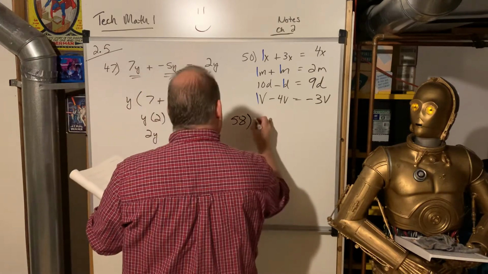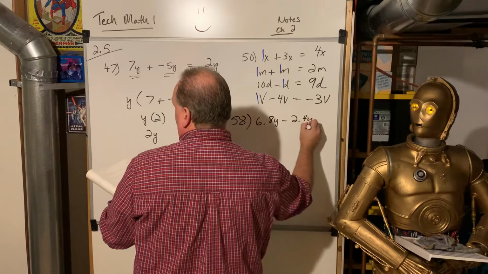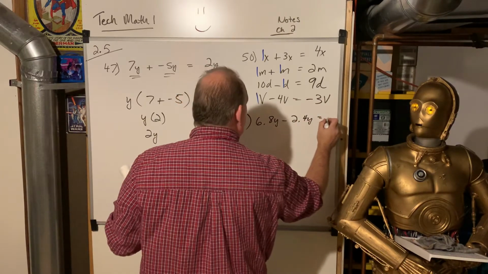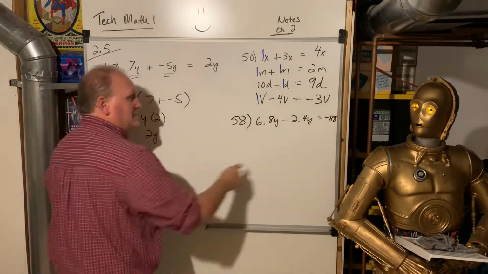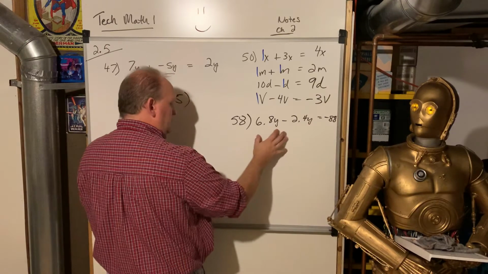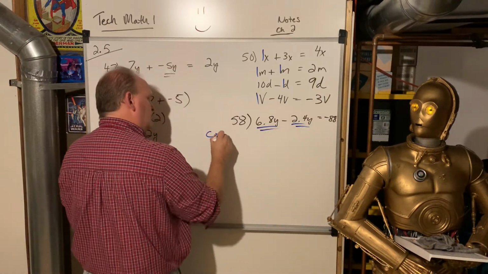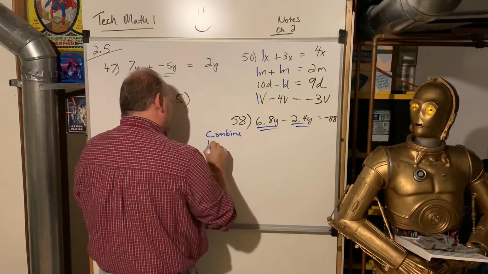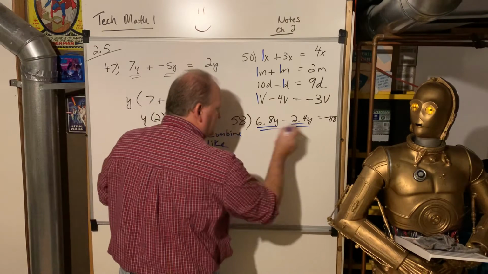That's all decimally. 6.8y minus 2.4y is equal to negative 88. So we're going to solve this equation. It's an equation now. It's equal to a number. And so let's combine like terms. That's not officially solving yet. When you're combining like terms, you're just getting it cleaned up.